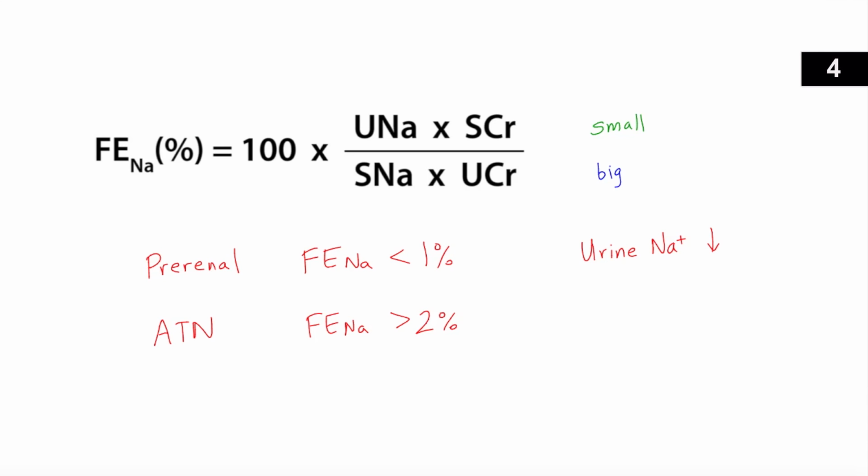But if there's intrinsic renal disease, that diseased kidney can't reabsorb sodium normally. So more sodium ends up in the urine, and fractional excretion of sodium is high. That's how I think about it.